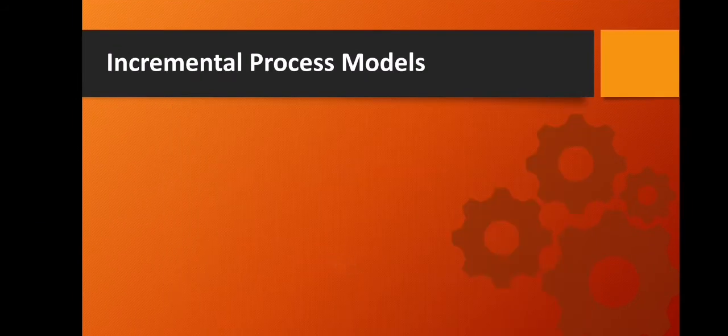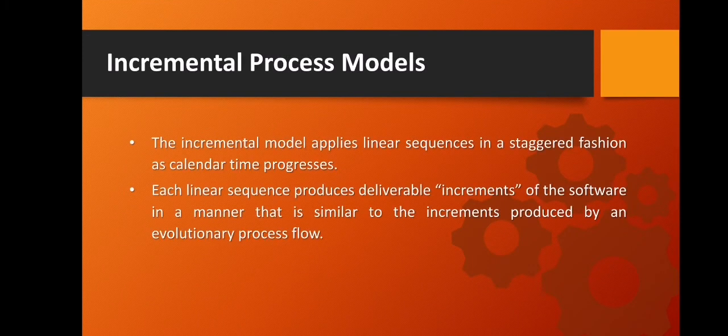Now, the incremental process model is used when requirements are well understood. In incremental process model, multiple independent deliveries are identified. So, in every increment, something should be finished already or have been accomplished already.